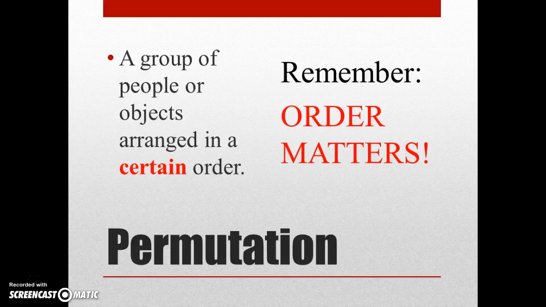Now, as I stated before, with permutation, order matters. That is our key phrase to remember with permutations. It'll be easier to figure out our problems later if you remember that order matters, especially after we learn combinations, which we will be doing tomorrow. But permutations pretty much means a group of people or objects arranged in a certain order. And I highlighted certain because, again, order matters.